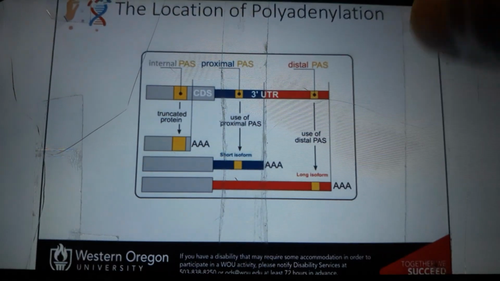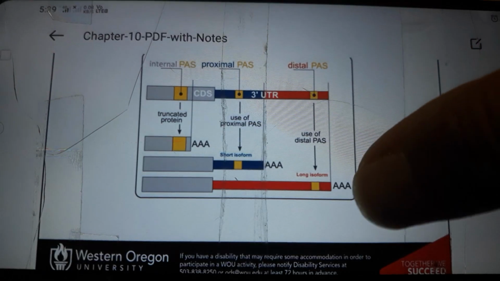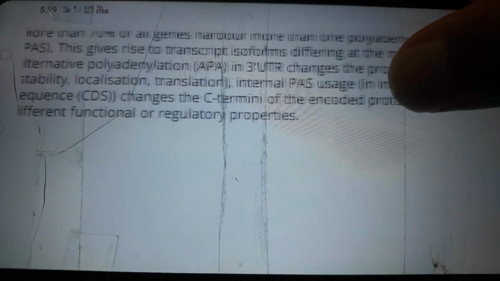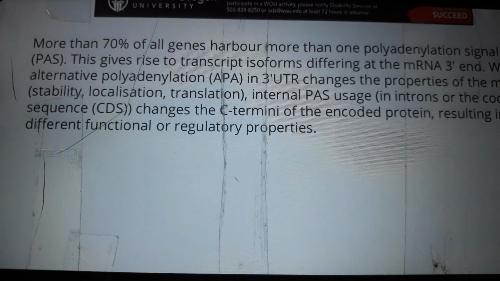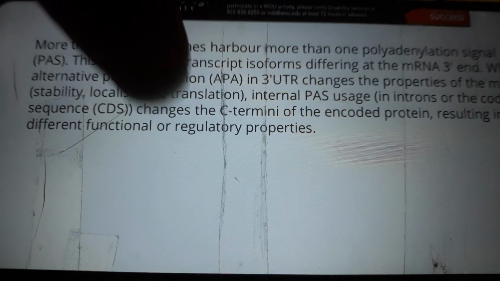The location of polyadenylation. Right now, more than 70% of all genes have more than one polyadenylation signal, PAS. This gives rise to transcript isoforms differing at the mRNA 3' end, where alternative polyadenylation, APA, in 3' UTRs changes properties of the mRNA such as stability, localization, and translation, while internal PAS usage in introns or the coding sequence (CDS) changes the C termini of the encoded protein, resulting in different functional or regulatory properties.